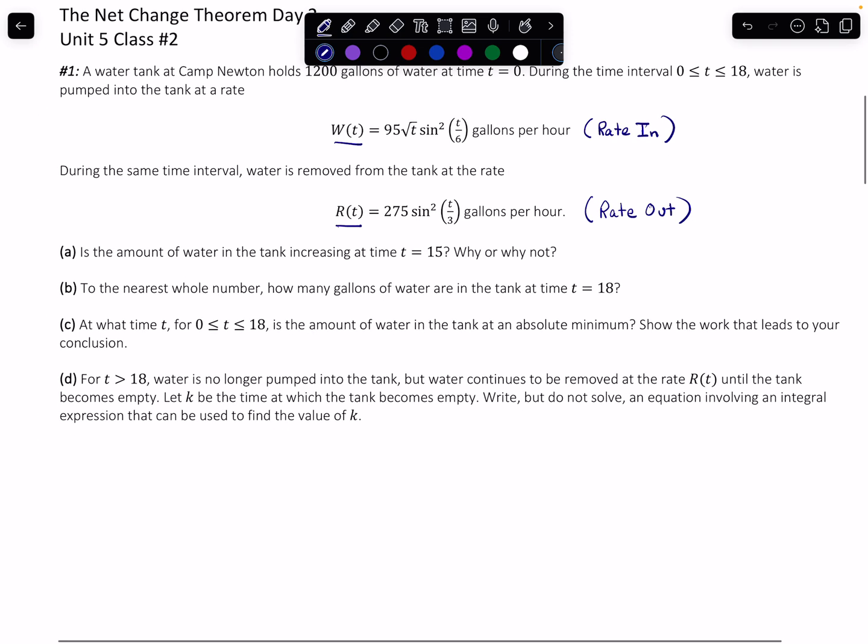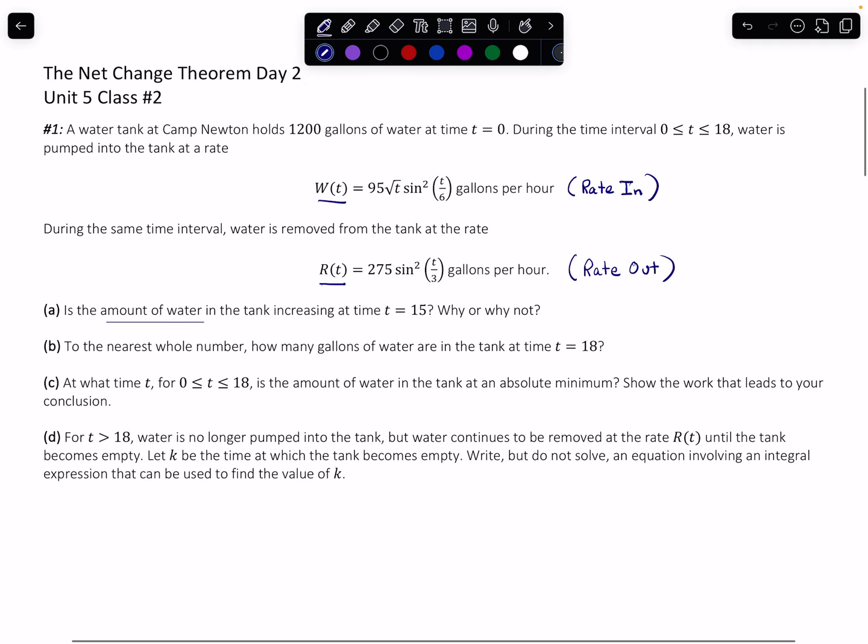Part A. Is the amount of water in the tank increasing at time t equals 15? Why or why not? Here's the problem. We spoke about this in class. Many of the questions refer to the amount of water, but in the problem, we're not given any information about a function which represents the amount of water. We have a function for the water flowing in, that's a rate function. We have a function for the water flowing out, that's also a rate function. Neither of those functions tells you how much water you have.